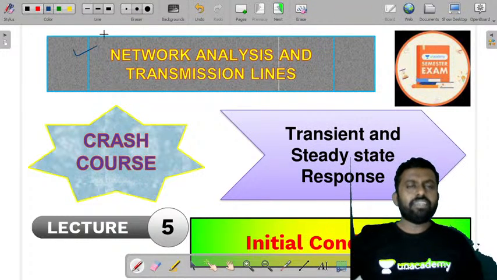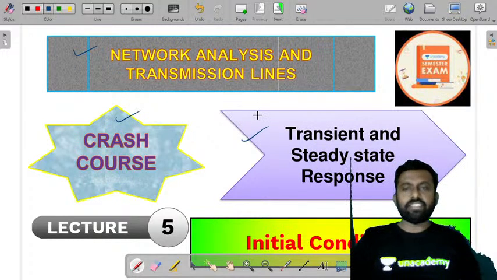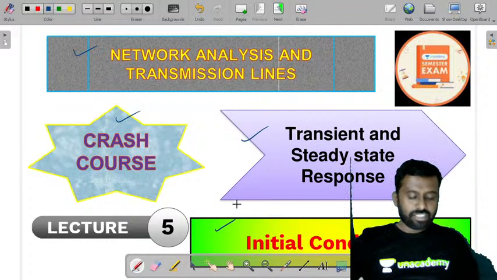We were discussing network analysis and transmission line crash course and transient, and the topic for today is transient and steady state response. In that, we'll be discussing what are initial conditions. What are initial conditions?